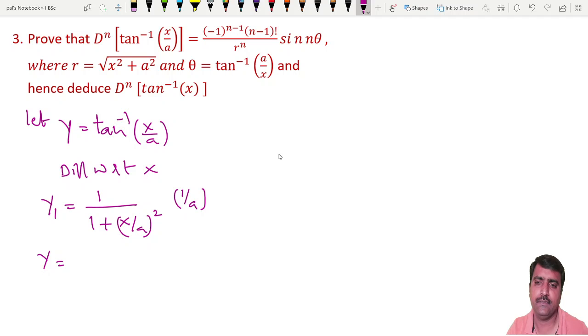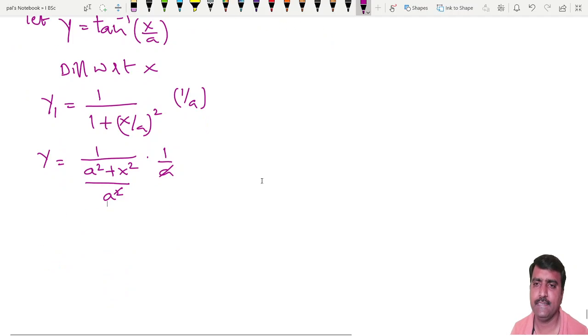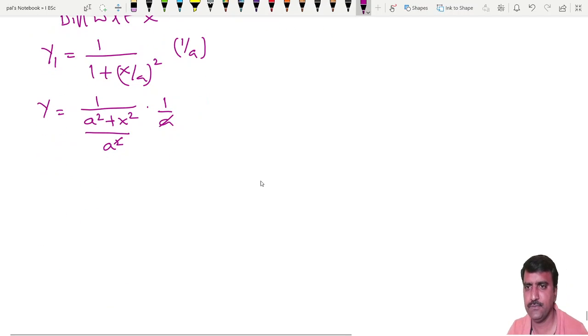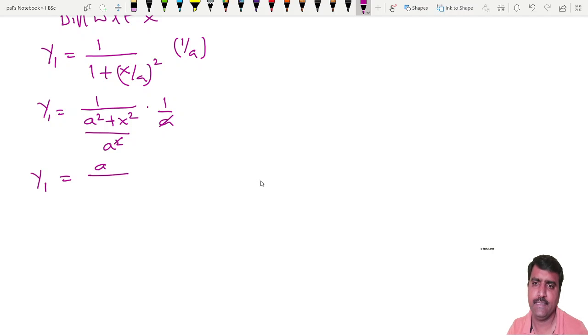Then this is 1 by x square by a square plus 1, take a square as the LCM: a square plus x square divided by a square. So this into 1 by a. Now one of this a cancels. So now y1 is equal to, this a comes to the numerator, a by a square plus x square. So this is the first differentiation of y with respect to x.